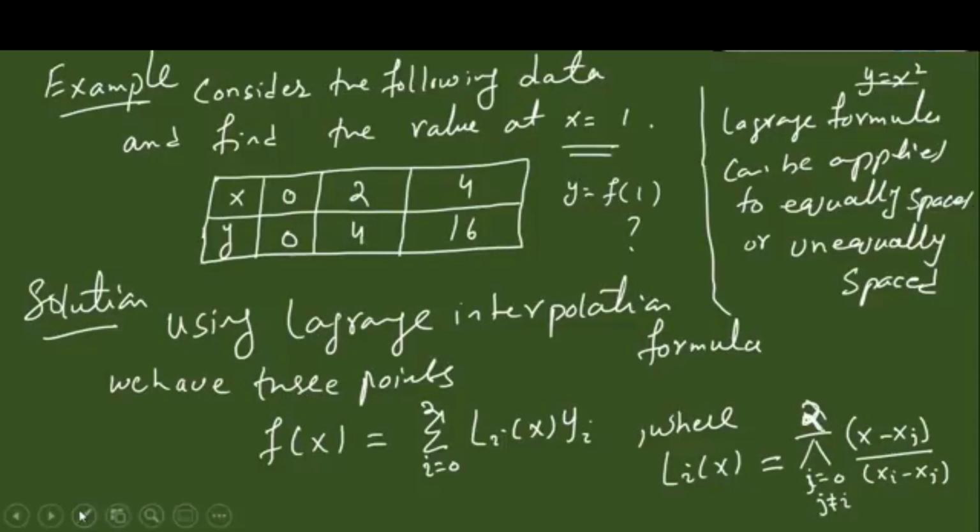We know that n is 2, so we are not going to write it in a general sense. We know it, and we are running j to 2. So this is defined like that. In expanded form, when you open the sum, it becomes L0(x) y0 plus L1(x) y1 plus L2(x) y2. This is the Lagrange formula.